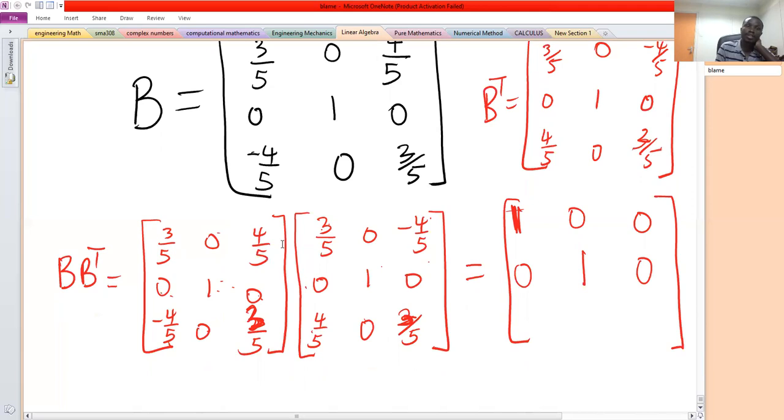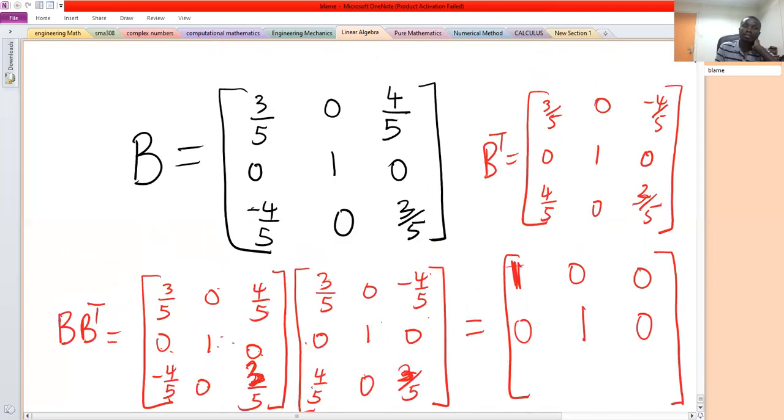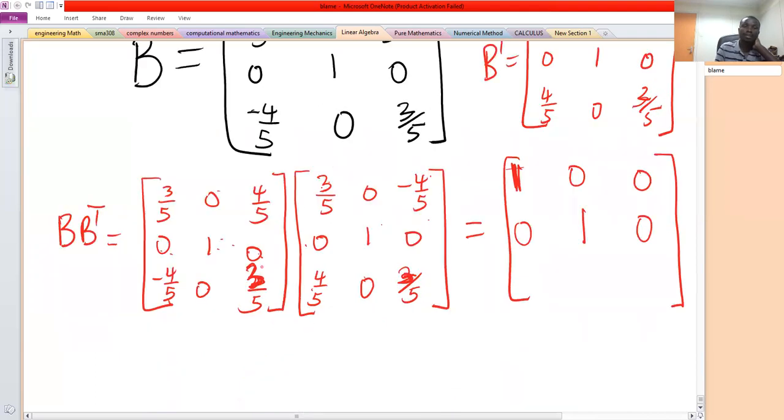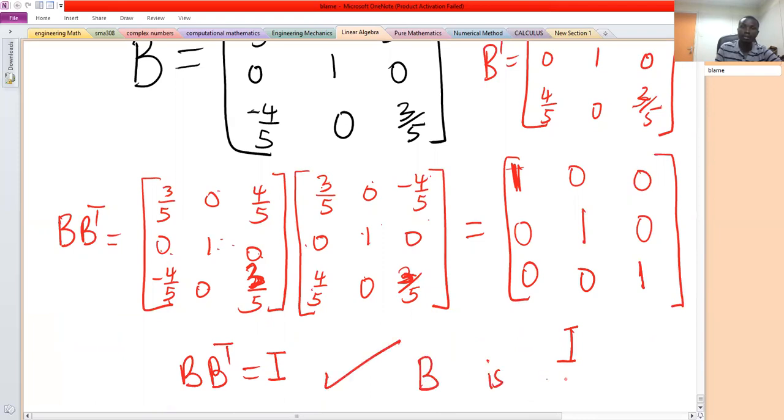So this would be minus 12 over 25 plus 0, and then plus 12 over 25 will give us 0. And then 0, 0, this also 0. Positive 16 over 25 plus 0 plus 9 over 25 is 1. And this is an identity matrix. So B times B transpose is the identity matrix. So therefore, B is orthogonal.